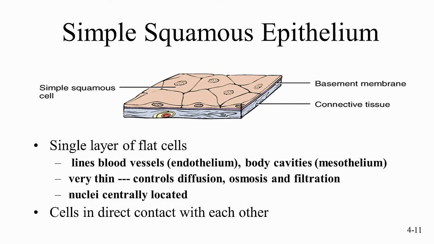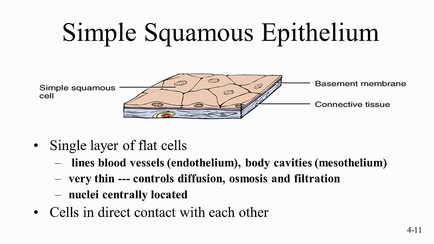Okay, simple squamous epithelium. It's a single layer of flat cells. It's going to line blood vessels. We call that the endothelium. It can line the body cavities. We call that the mesothelium. It's very thin, controls diffusion, osmosis, filtration. The nuclei are centrally located, and the cells are in direct contact with one another.